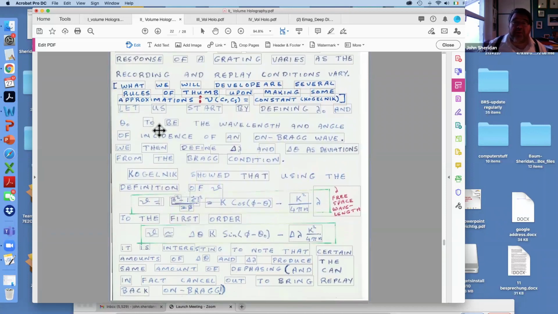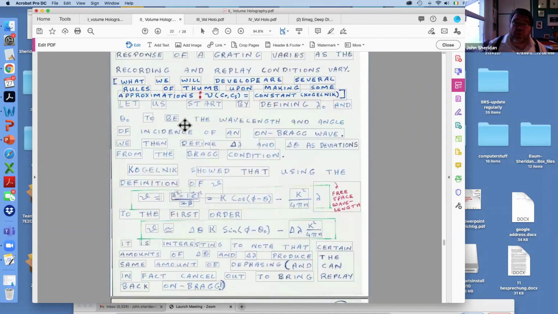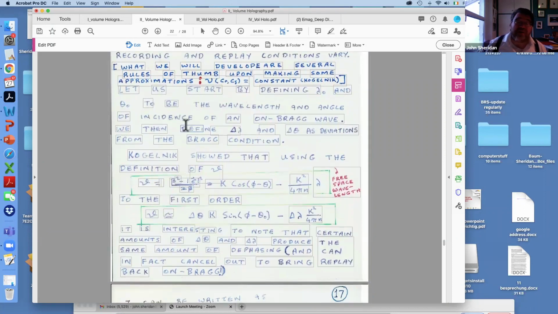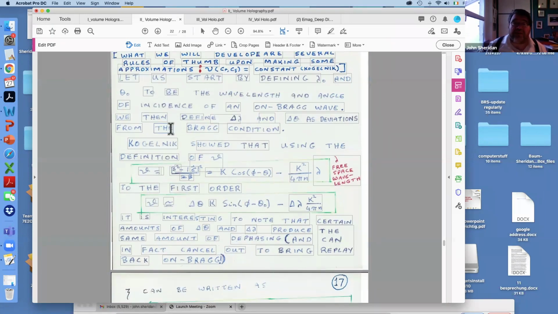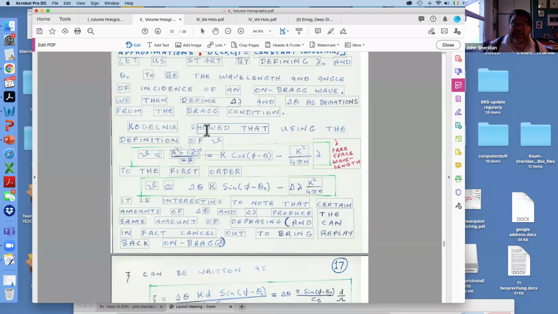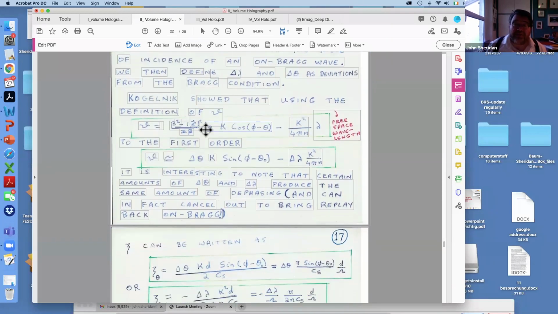What we will develop are several rules of thumb, upon making some approximations. So this is quite general, just to get a feeling for what's going on. Because although the formulas are relatively simple, in many cases, if you can just do something on the back of an envelope, it helps you. So let's just start by taking lambda 0 and theta 0 to be the wavelength and angle of incidence of an on-Bragg beam. And then define delta lambda and delta theta as deviations from the Bragg condition.